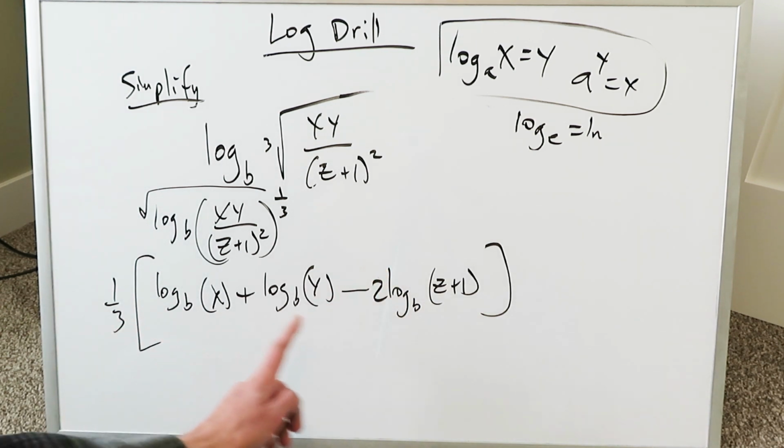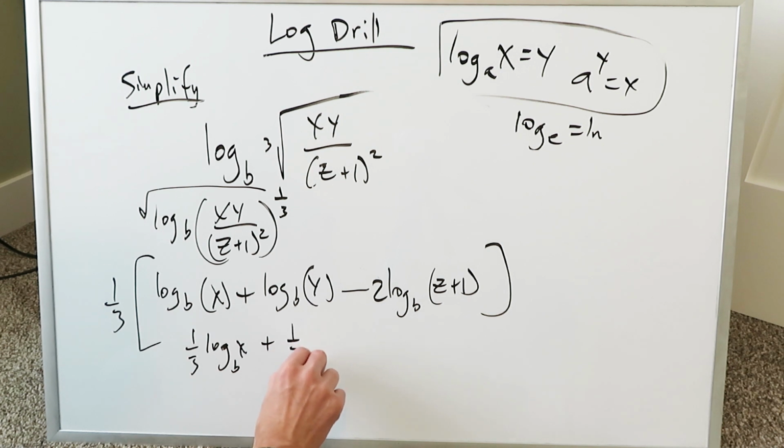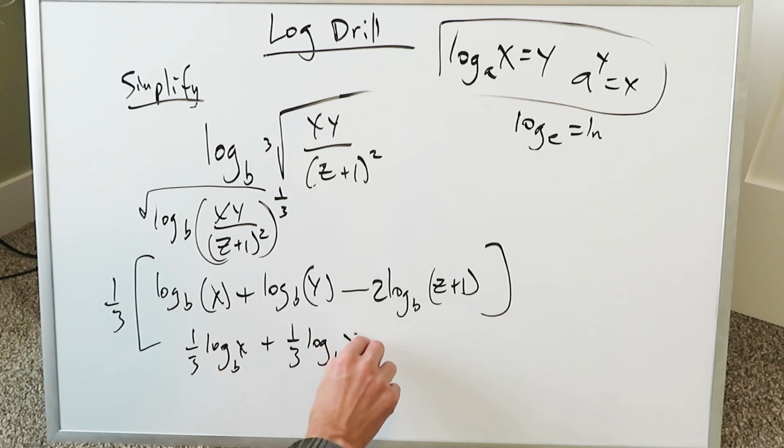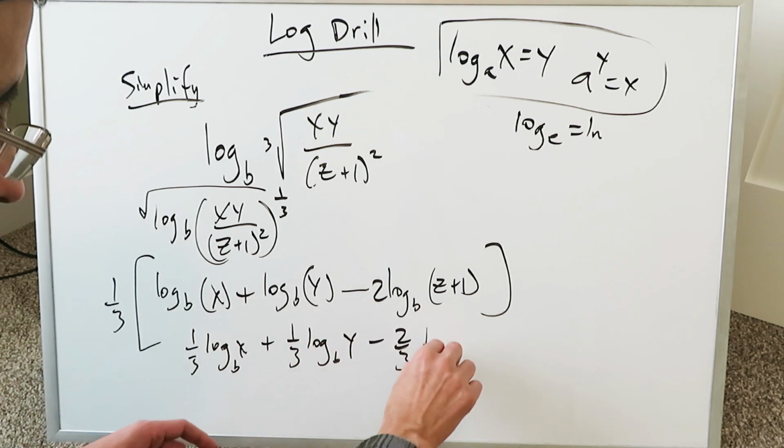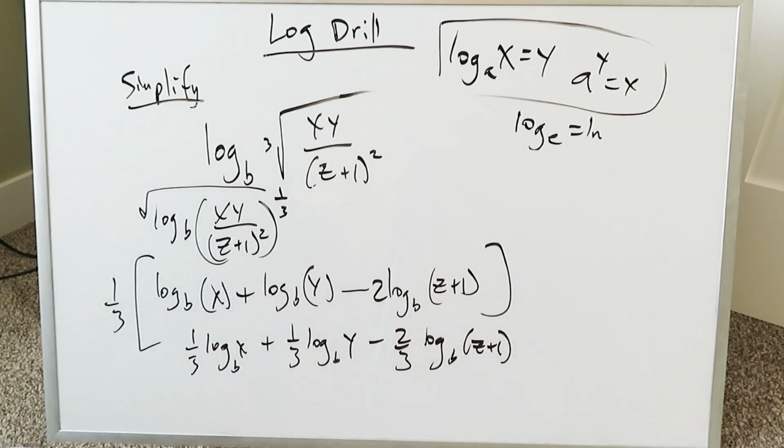Now what we can do is open up the parentheses and impact everything with this 1 over 3. We'll have a 1 over 3 log base b x plus 1 over 3 log base b y minus 2 over 3 log base b z plus 1, and that right there would be my final answer.